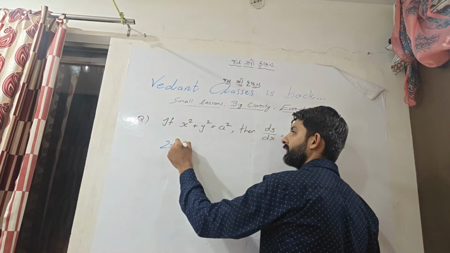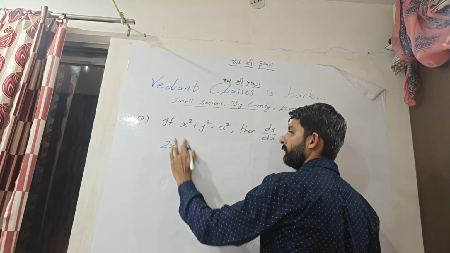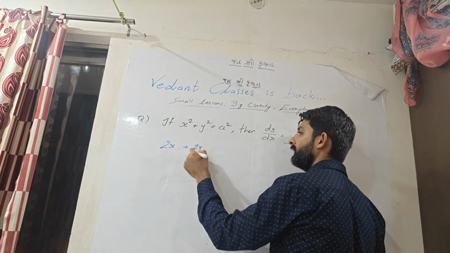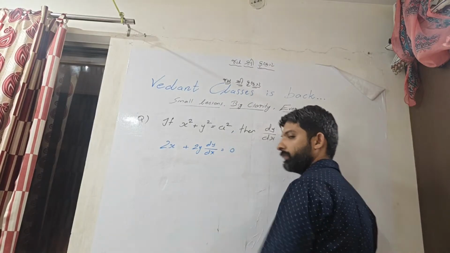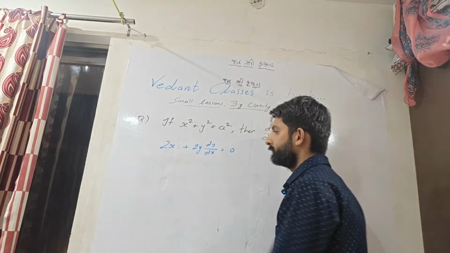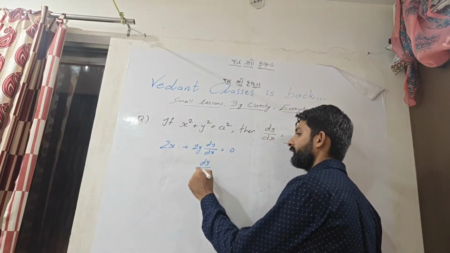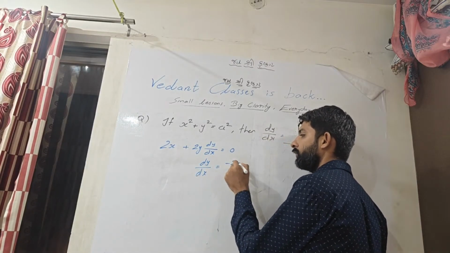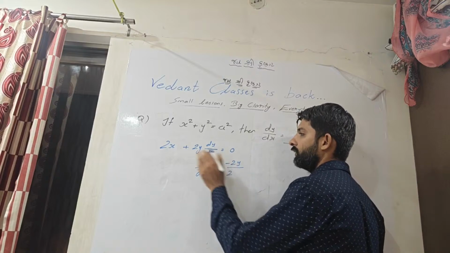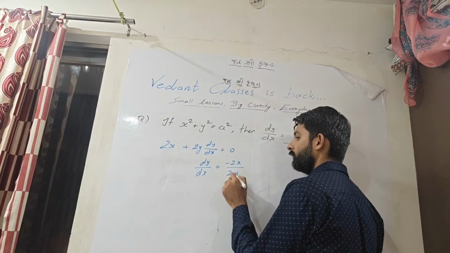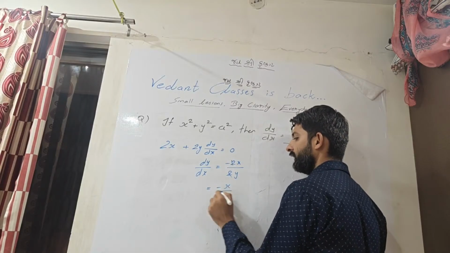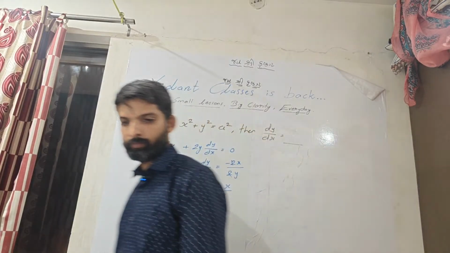It is 2x plus 2y dy by dx. Here a is constant. It will be 0. So dy by dx will be equal to minus 2x by 2y. So answer is negative x by y.